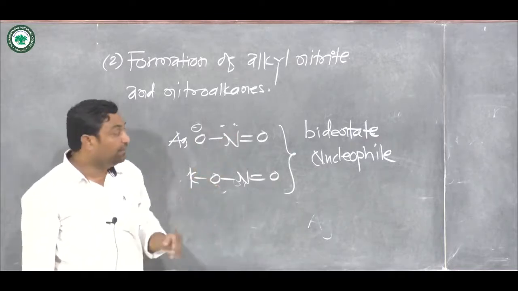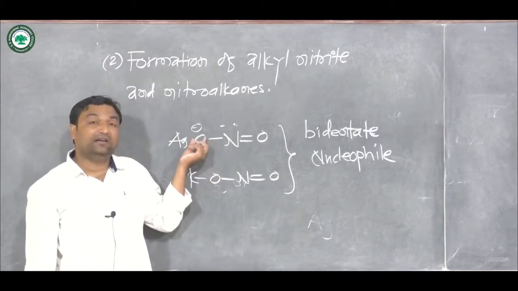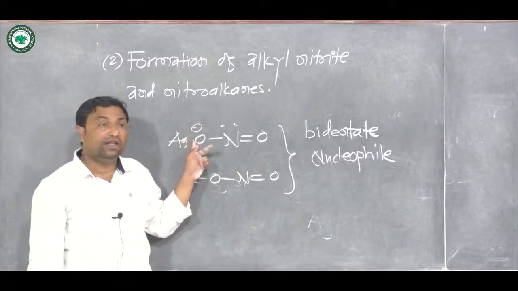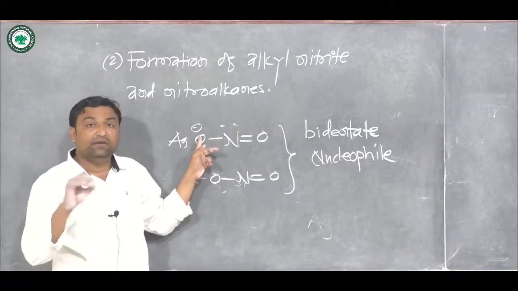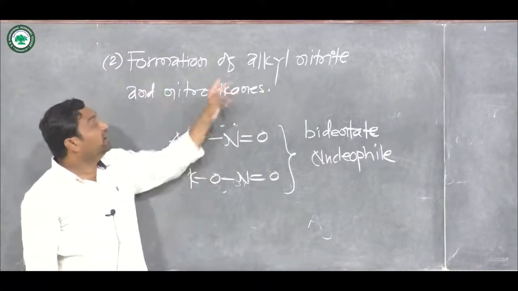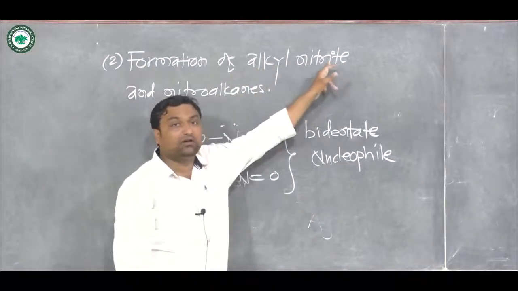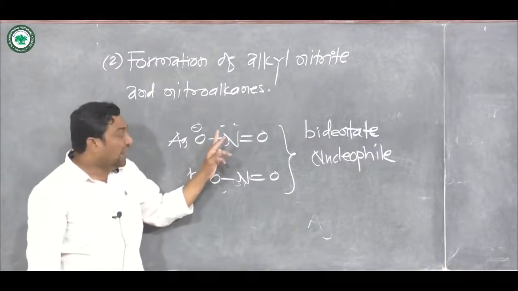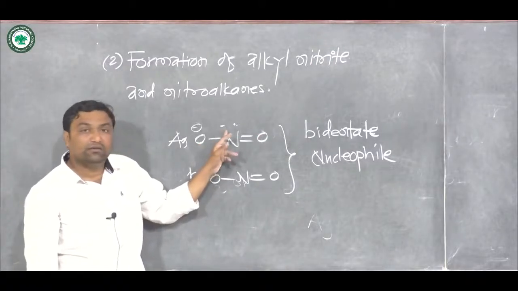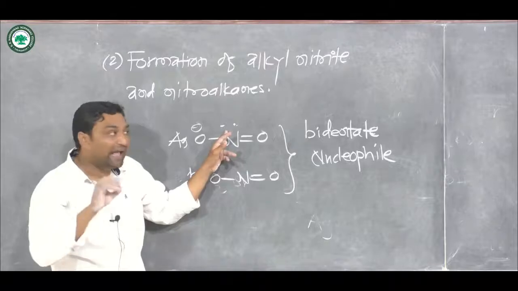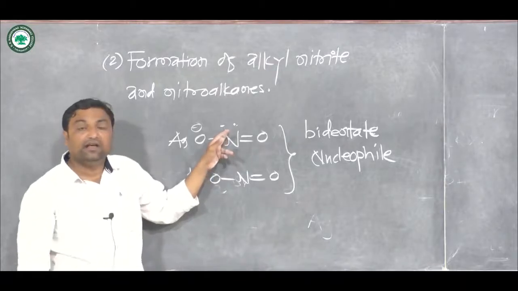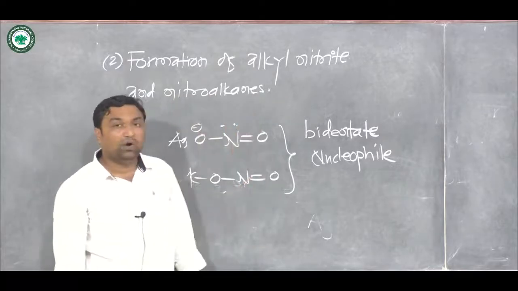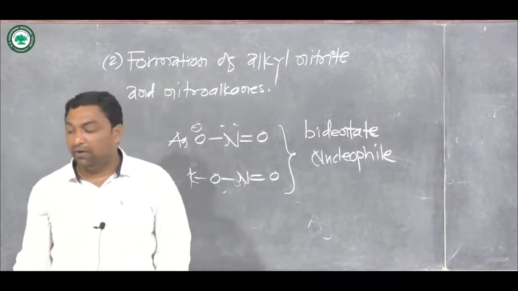That means the oxygen atom and the nitrogen atom can each behave as a nucleophile. If the oxygen atom behaves as the nucleophile in this reaction, then we obtain alkyl nitrite as a product. If the nitrogen atom attacks the alkyl halide, then we obtain nitroalkane as a product, which we will see one by one.